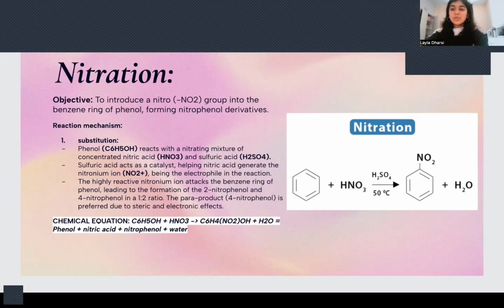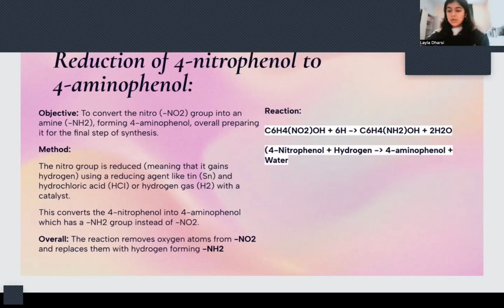The nitronium ion prefers to attach at the para position because the OH group makes it easier for the reaction to happen there. Now, through reduction, the objective is to change the nitro group into an amine group, turning nitrophenol into aminophenol. To do this, we need to reduce the nitro group, which means adding hydrogen, and this can be done using a reducing agent such as tin and hydrochloric acid, or by using hydrogen gas with a catalyst.